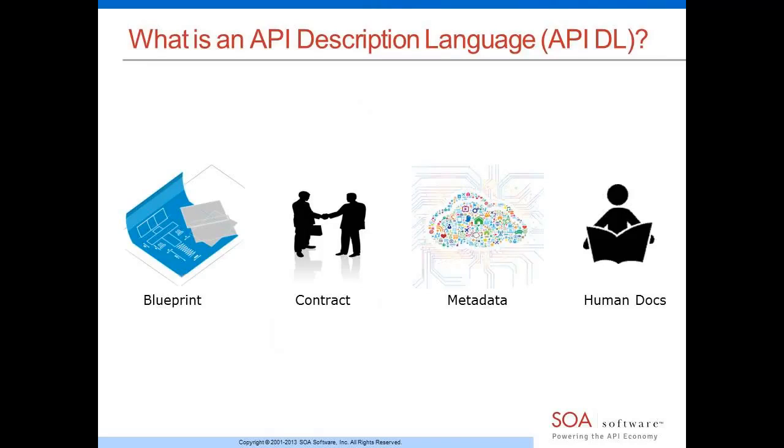So what is an API description language? Well, for my terms, I would consider them, one, to be used as a blueprint. They help you lay out how your API is going to look, basically giving you some ability to do some design and share and collaborate with architects and even your consumer of the API. That being said, they really act as a contract between you and the consumer.